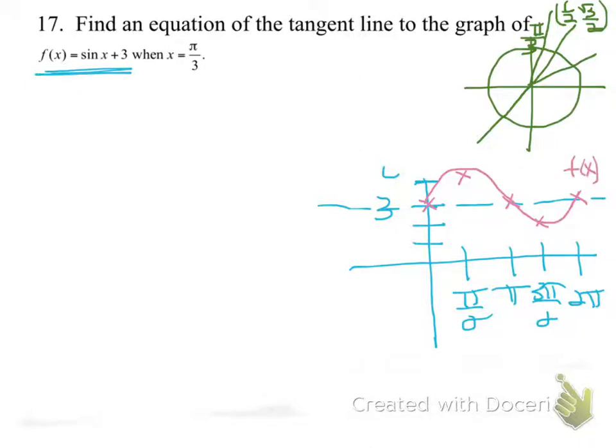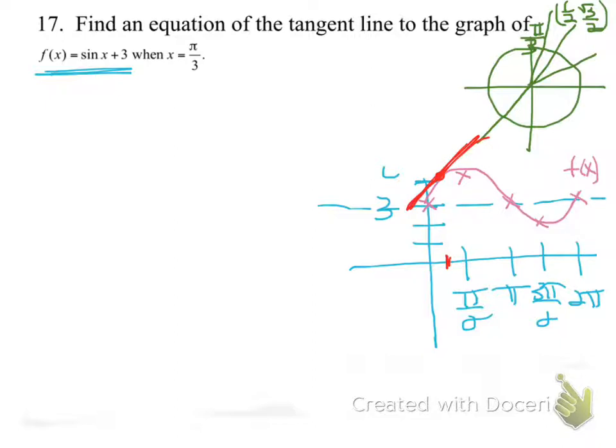Okay, they want to know the tangent line where x is pi over 3. Pi over 3 is not on my graph, so where would it be? Pi over 2 is a little bit bigger than pi over 3. So let's just say, for argument's sake, that pi over 3 is maybe right here. So I am looking for that tangent line that's drawn right there. That's what I'm looking for. Let's now get our work.